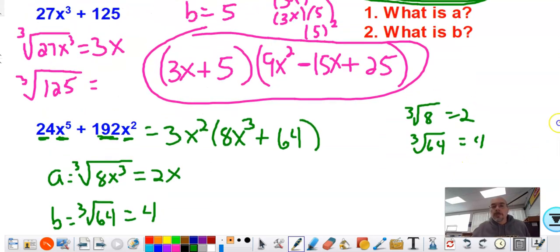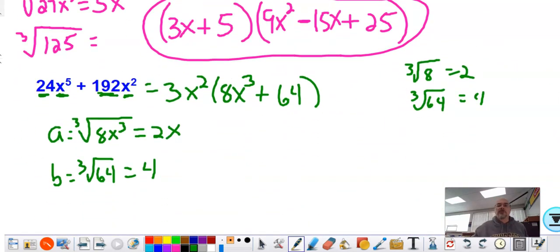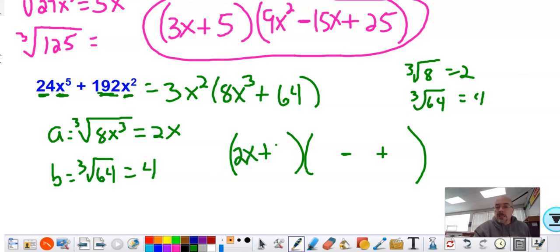Okay, so I'm going to move up and I'm going to look at this again. So it's A plus B times A squared minus AB plus B squared. Okay, so what I'm going to do, folks, is I'm going to make this like this. I'm going to put a plus sign here. I'm going to put a minus sign here. I'm going to put a plus sign there. Okay, now I'm going to fill it in.